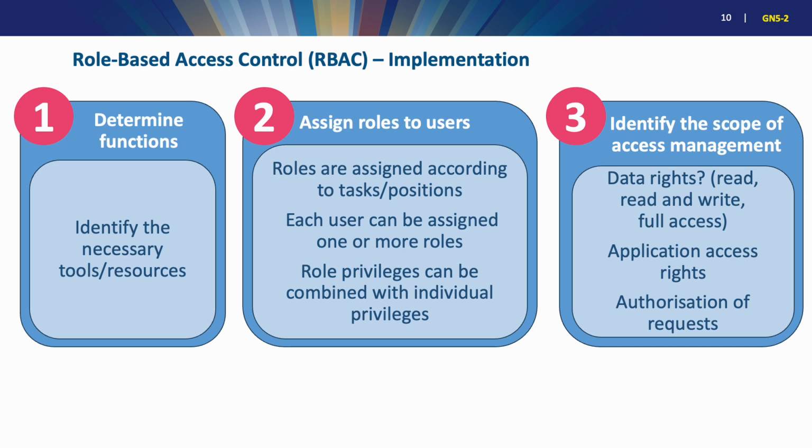Then you need to identify the scope to which the access management is to be applied. This normally means data rights. Does the role need read access, read and write access, deletion access, or full access? Application access rights. Which apps can users with this role run? Authorization of request. How will you change role permissions?